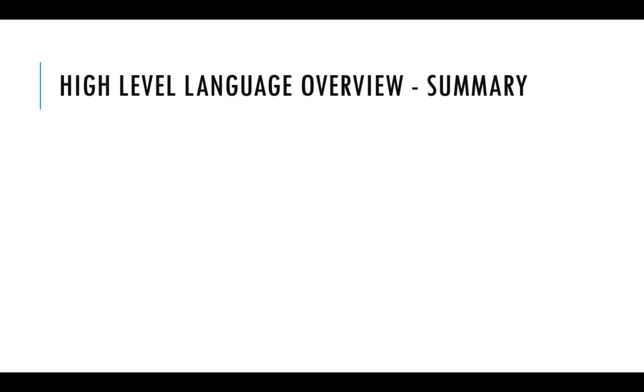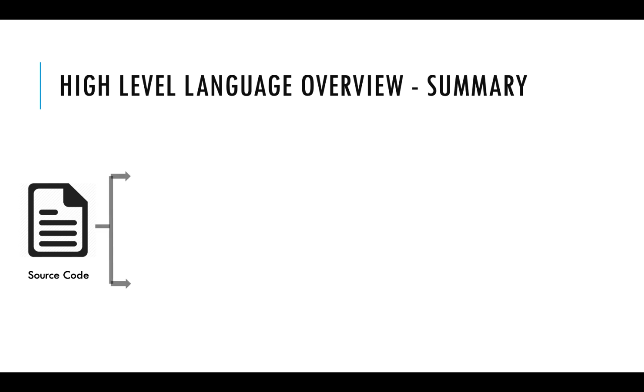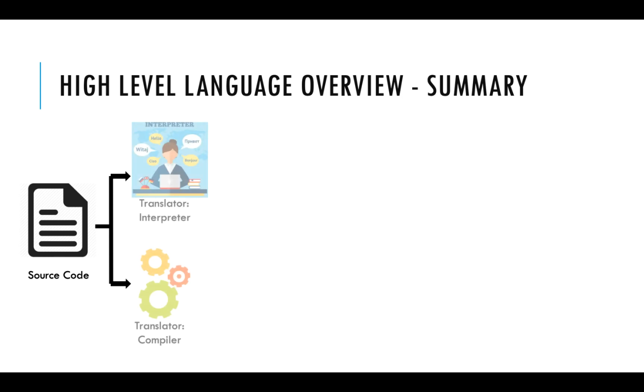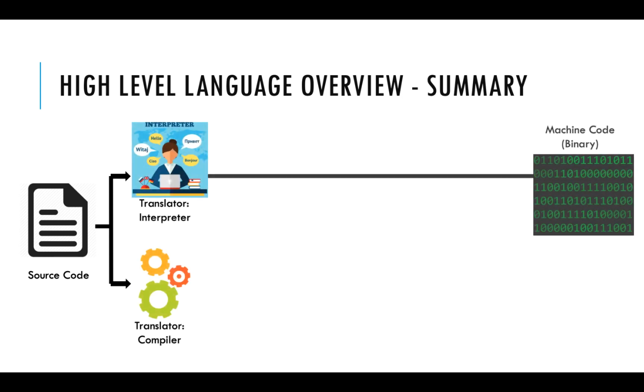Let's summarize that process. The source code, or the programming code that you've written, goes into the system, and you can go one of two ways. You can go down the translation route, including interpretation. You can interpret your code, providing you've got that software installed, and it will convert directly to machine code. Or you can go down the translation route involving the compiler, which we know produces an executable file.